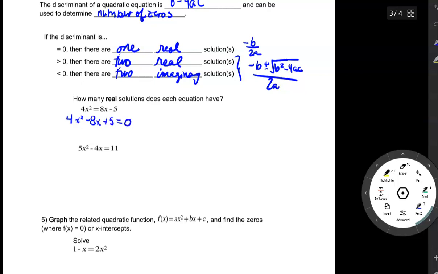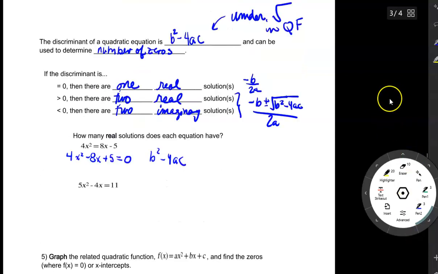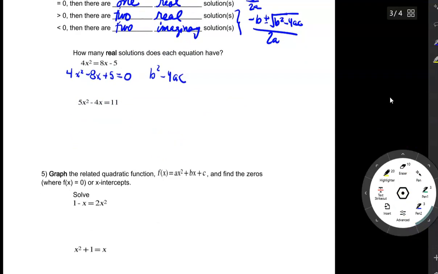So a is 4, b is negative 8, and c is 5. So my discriminant, which is b squared minus 4ac, right up here at the top of the page, is going to be negative 8 squared. Negative 8 times itself is going to be a positive 64, minus 4 times a is 4, so that's 16, times 5 is 80, and that was positive, so it is minus that, and we get negative 16, which is less than 0. So I look up here, there are two imaginary numbers.